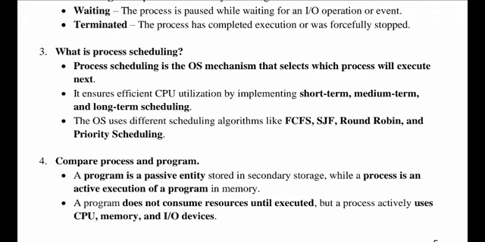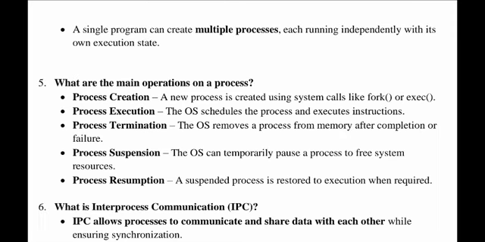Next, the fourth question, compare process and program. A program is a passive entity stored in memory, whereas a process is an active program in execution. And then moving to the fifth question, what are the main operations on a process? So the main operations on a process are process creation, process execution, process termination, process suspension, and process resumption, which have been explained briefly here.